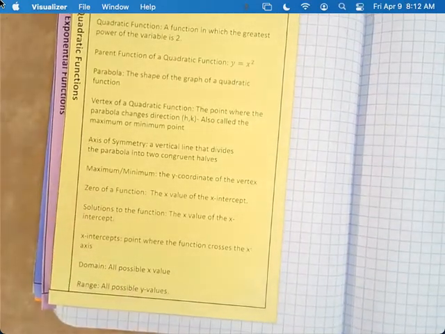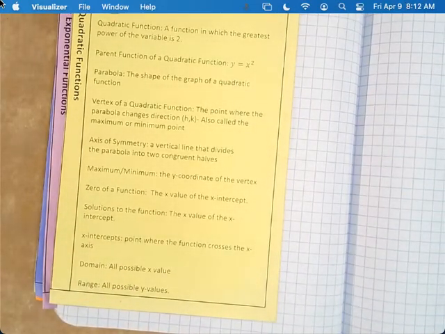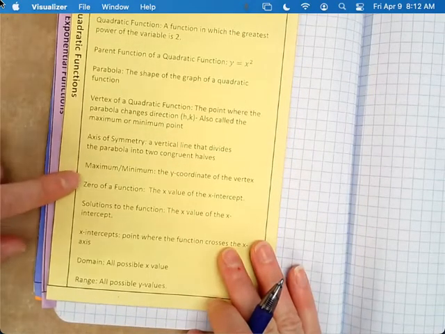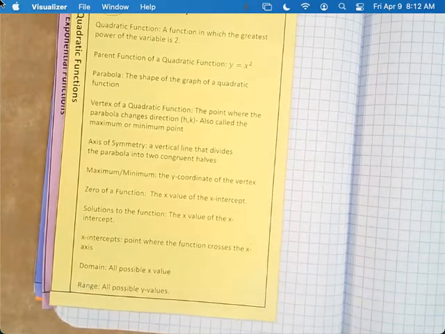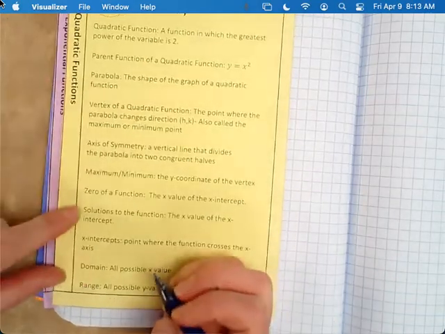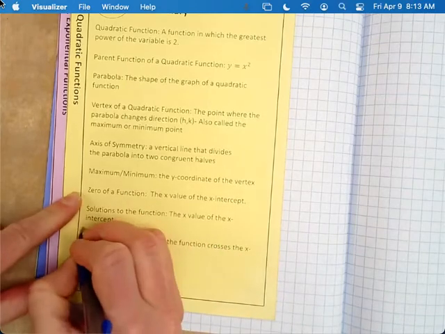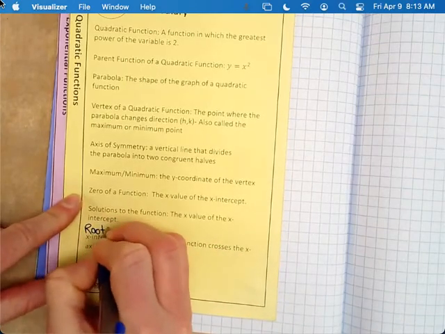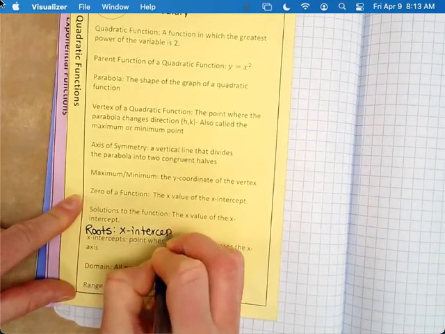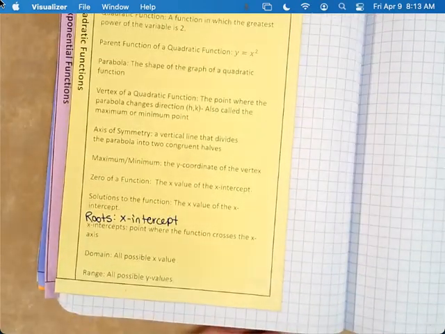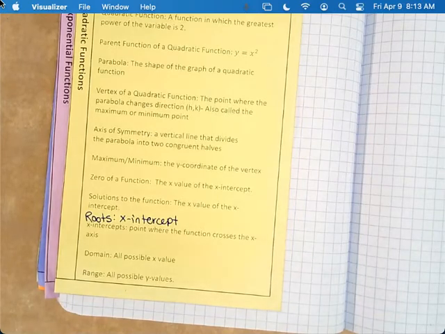So it's a lot of the same stuff that we have done with linear functions, dealing with 0, solutions, x-intercept, domain, range. Now we're just applying that to quadratics. Another one is also called roots. Is also x-intercept. I don't know why, but x-intercept has a lot of names. I don't know why, but if you see that, that is what it means.